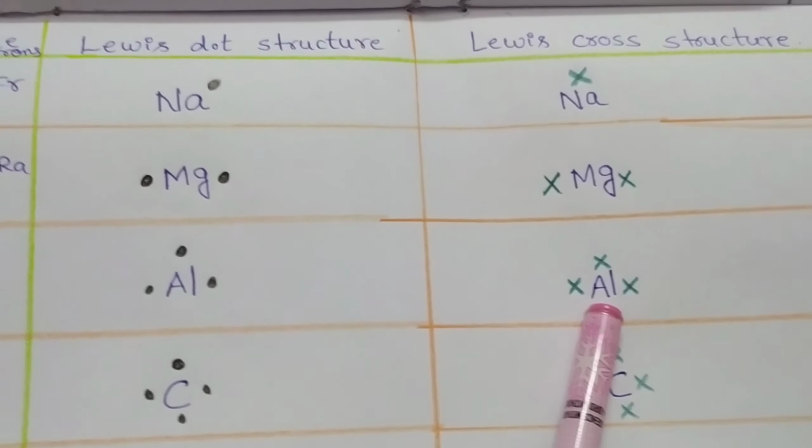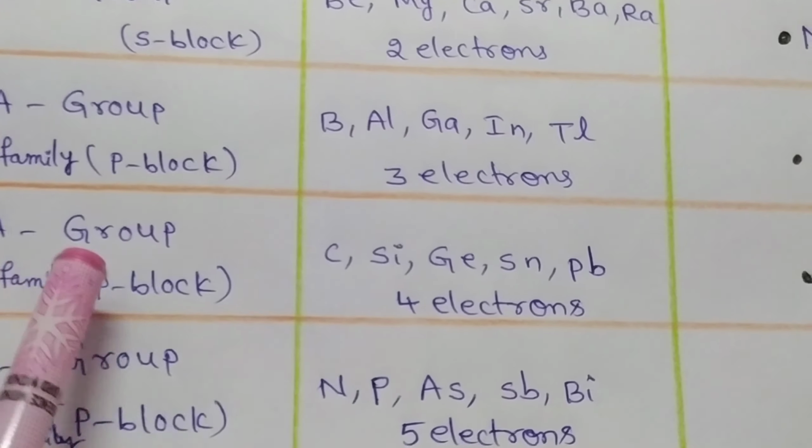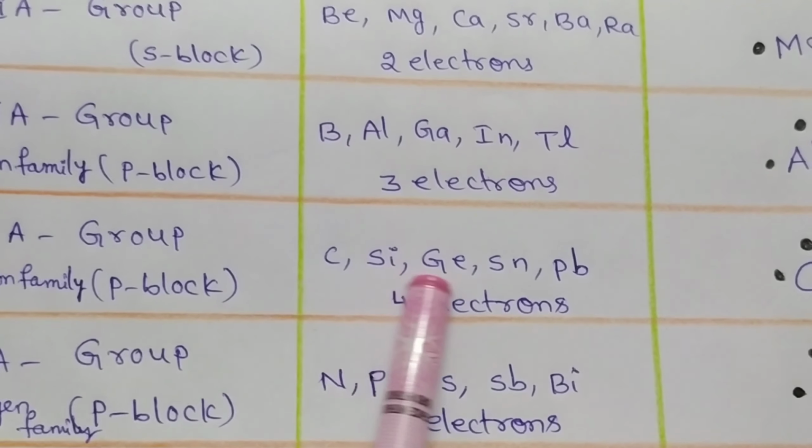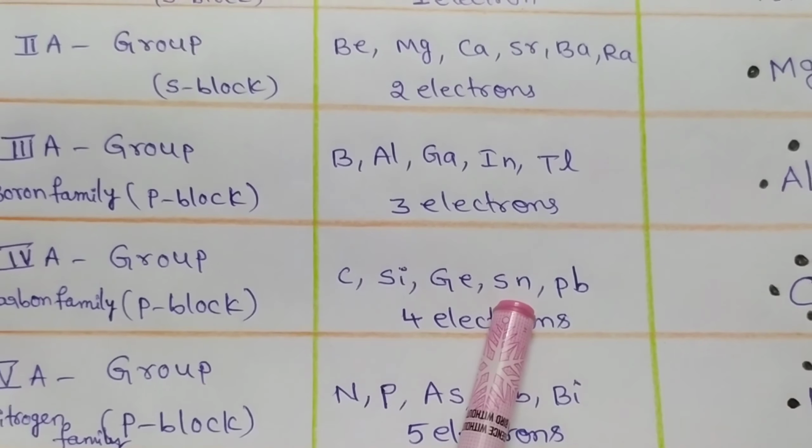Now we can discuss fourth A group elements. The fourth A group elements are carbon, silicon, germanium, tin and lead. The fourth A group elements contain 4 electrons in their outermost shell, so these elements contain 4 valence electrons.